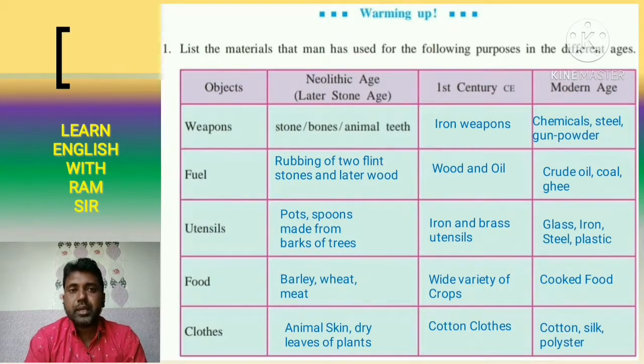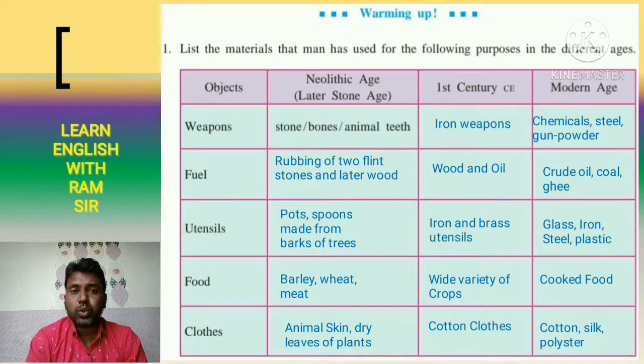So here in the Neolithic age, people used pots and spoons made from the barks of trees. They generally used the barks of trees to create their utensils. So they created pots and spoons. All these things they made with the help of the barks of trees. But in the first century CE, people used iron and brass utensils.